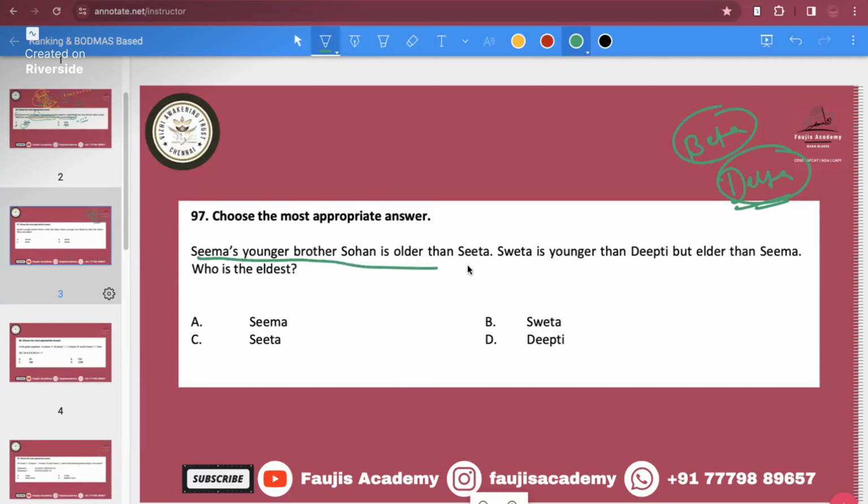Okay. Seema's younger brother. Okay, so that means Sohan is younger than Seema. Seema's younger brother Sohan is older than Sita. If Sohan is older than Sita, that means Sita will be younger than Sohan. Right. Sweta is younger than Deepti, but older than Seema.